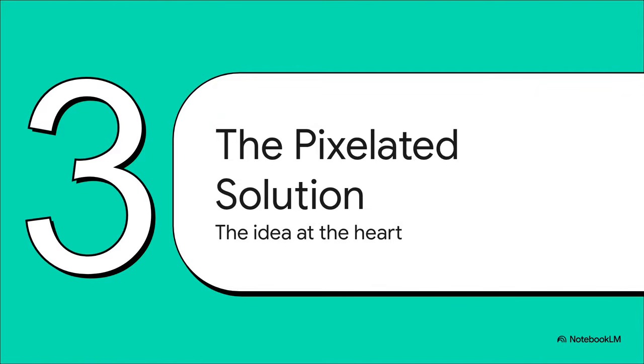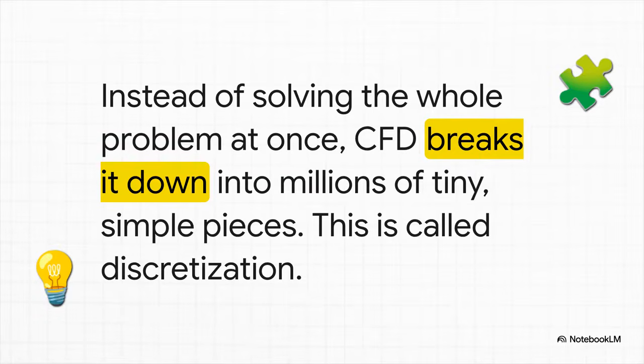So, right, if you can't solve the whole problem at once, what do you do? Well, this is where we get to the big aha moment, the beautiful, elegant, pixelated solution that makes all of modern simulation even possible. The truly brilliant idea, and this really only became practical once we had powerful computers, is this. Instead of trying to solve the flow for the entire space all at once, you break the big impossible problem down. You chop it up into millions or even billions of tiny, simple little problems that a computer can actually handle one by one.